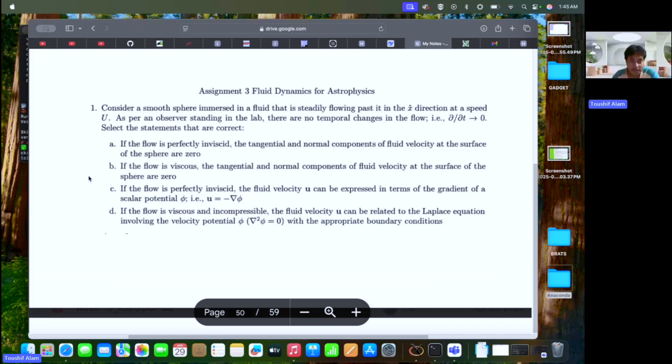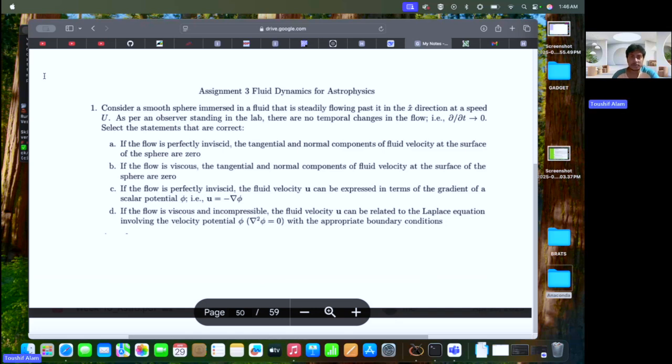If the fluid is perfectly inviscid, the fluid velocity u can be expressed in terms of the gradient of a scalar potential phi, so that u can be expressed as minus grad phi. If the fluid is viscous and incompressible, the fluid velocity u can be related to the Laplace equation involving the velocity potential phi, where the Laplacian of phi is equal to 0, with the appropriate boundary conditions.